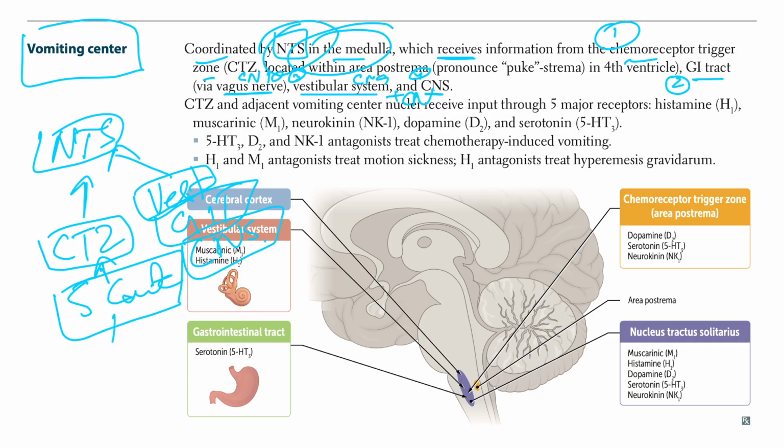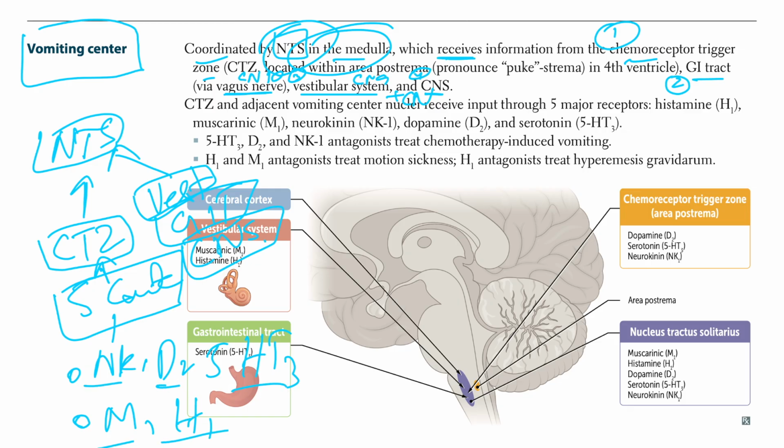That is important because these 5 receptors are right here. You have the NK1 receptor, D2, and 5-HT3 receptors, and M1 and H1. So 1, 2, 3, 4, 5. And we will see how these guys are sending everything to the CTZ.